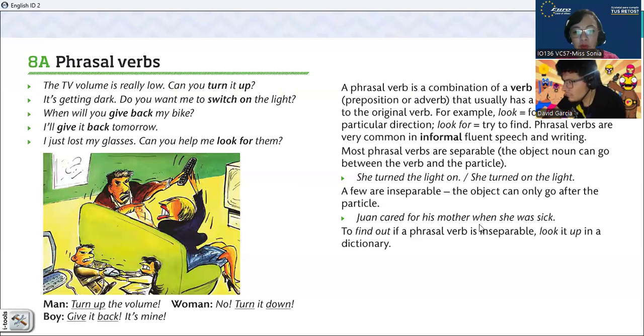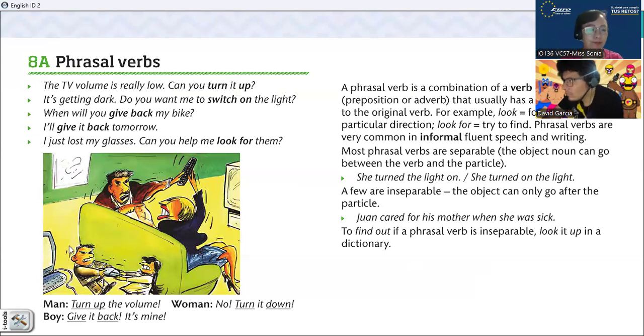Juan cared for his mother when she was sick. So you don't say, Juan cared his mother for. No, it is not possible to separate it in this case. Care for, always together, right? So to find out if a phrasal verb is inseparable, look it up in a dictionary. It's another strategy, of course, because you cannot memorize all of them. There are even whole dictionaries of just phrasal verbs, digital or on paper, because there are a bunch of phrasal verbs. So look it up in a dictionary. It's very easy nowadays.